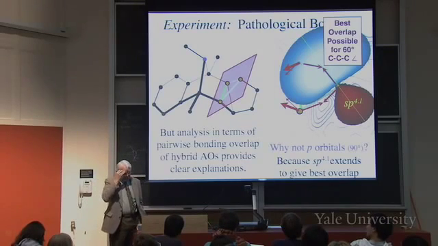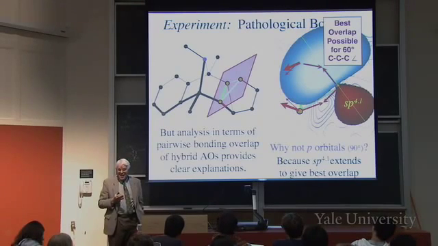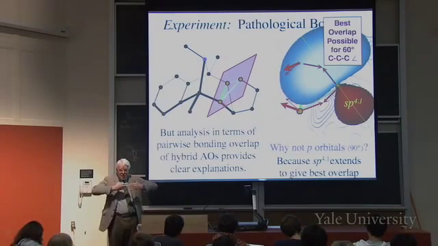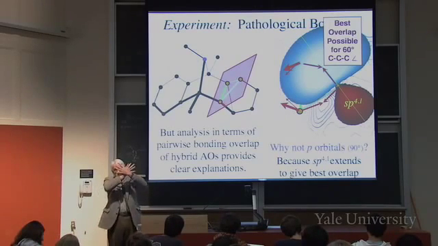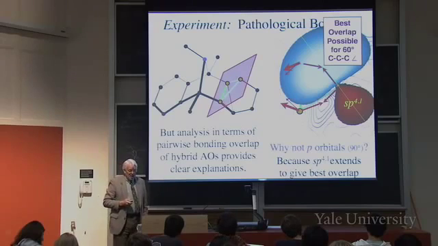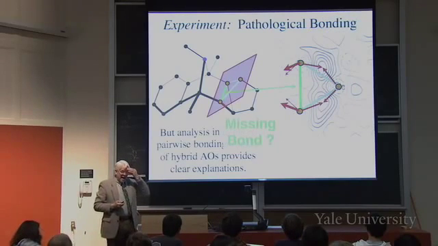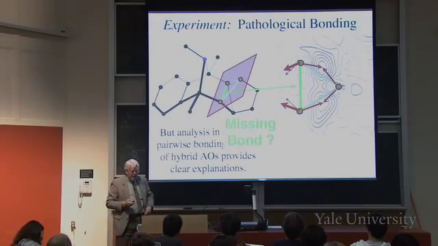Okay, so you have bent bonds, paradoxically enough, in order to get the best overlap. Isn't that funny? You'd think the best overlap would be when they'd point at one another, but you get it better when they make an angle because they stretch out. Okay, so that explains the bent bonds. Now, how about the missing bond?